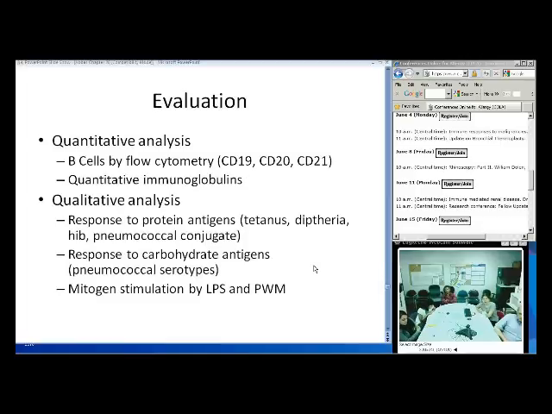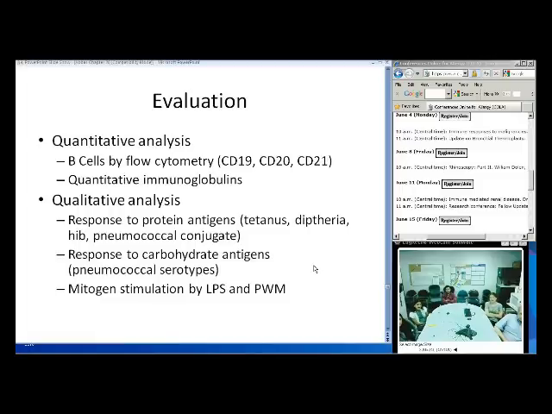Okay, antibody defects. So again, we need to quantitate and qualitate when you're worried about B-cell defects. So B cells, by flow cytometry, you look for things like CD19, 20, and 21, and then you can quantitate the immunoglobulin. So we order levels of IgG, IgA, IgM, and IgE. There is a minimal, if any, role for subtype analysis that we know of at this time. So it's really just the IgG total level that we're quantitating.